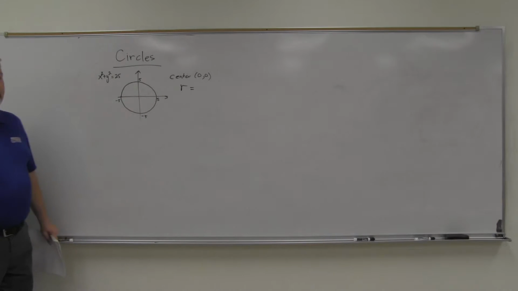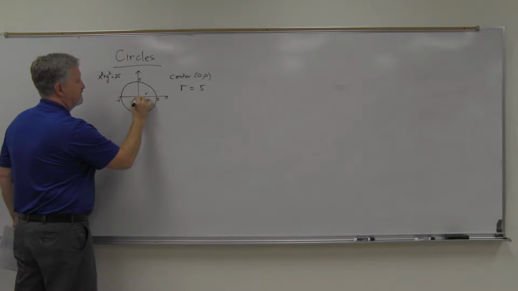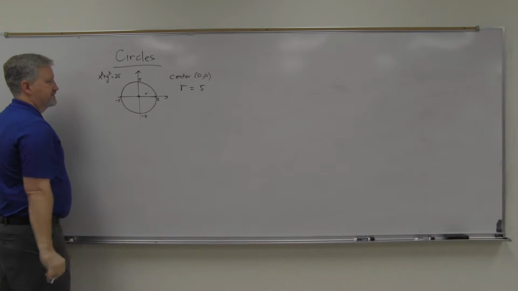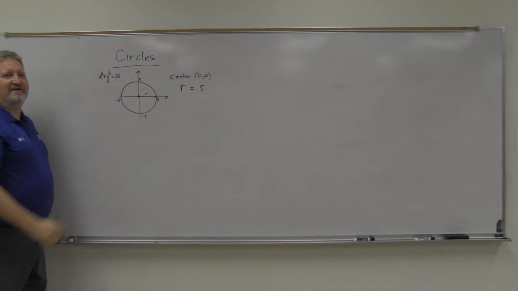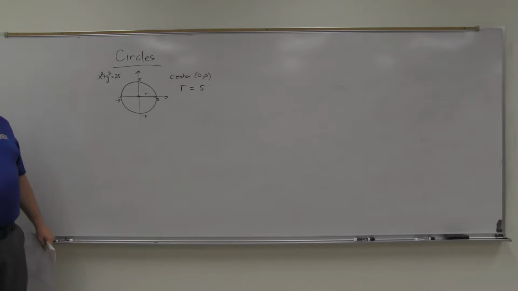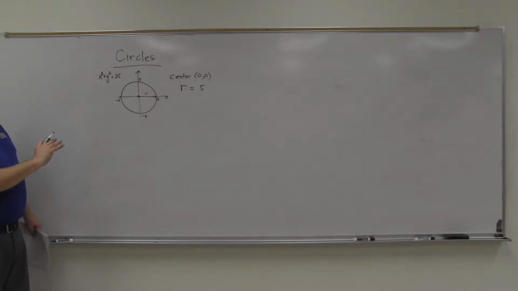The radius is the distance from the center out to the circle. What radius does this have? It's 5, okay? So this is the radius, from the center to the circle. But you measure it anywhere, it's the same all the way around. That's the good thing about the circle. All right. Now, of course, it's not shifted at all. We'll talk about that, like I said, a little more next time.